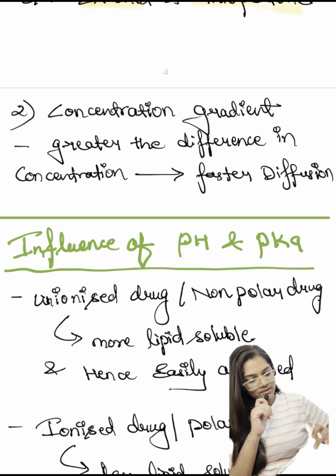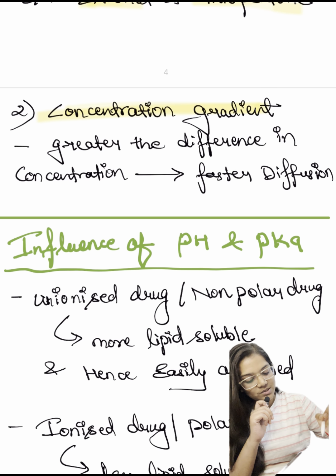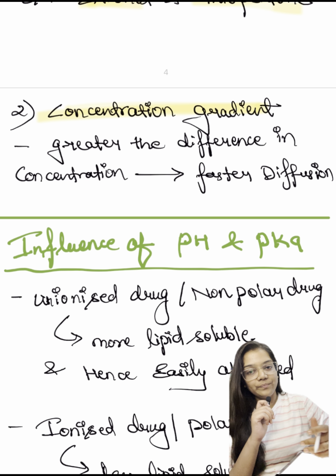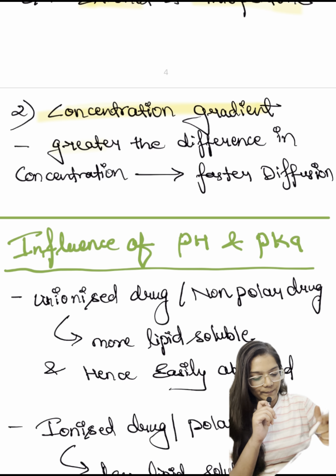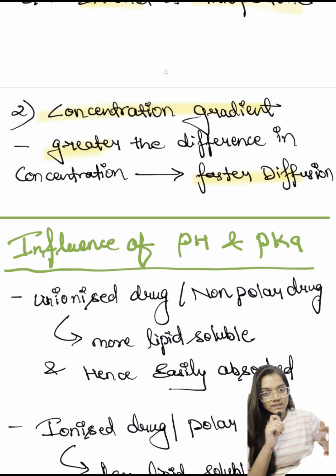Next we will discuss the next factor, that is the concentration gradient. Means if the gradient is greater, then the diffusion will be more. So the greater the difference of the concentration, the more will be the diffusion.